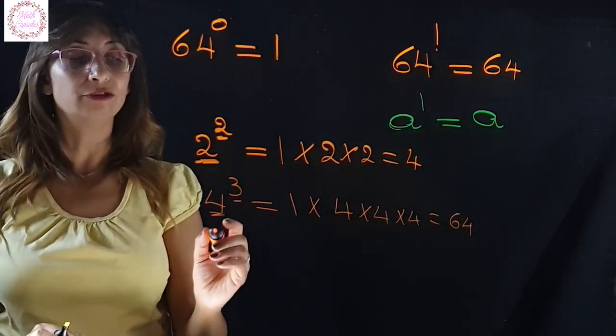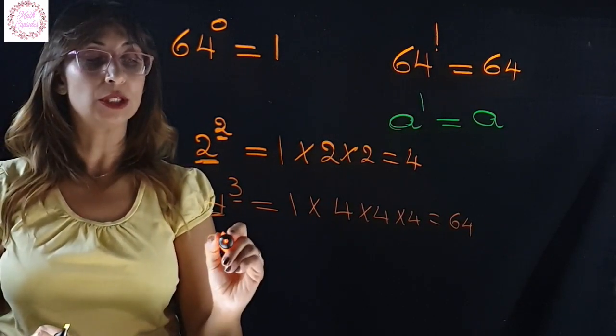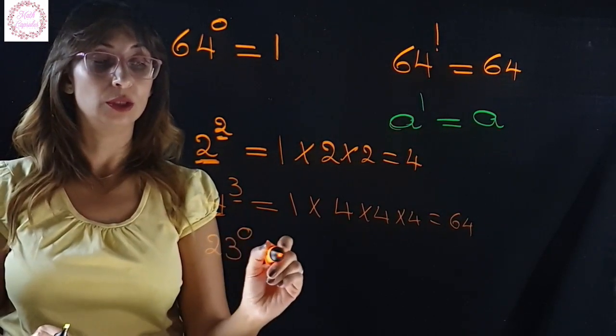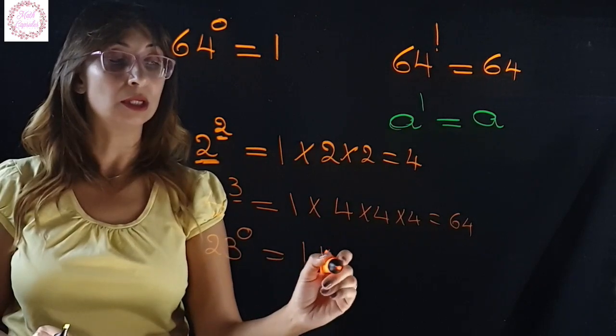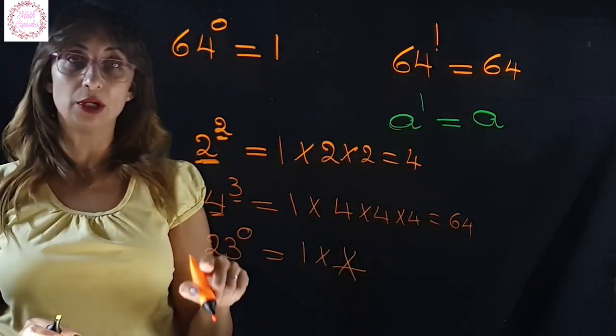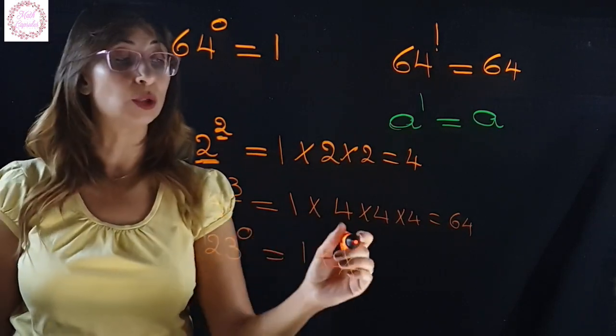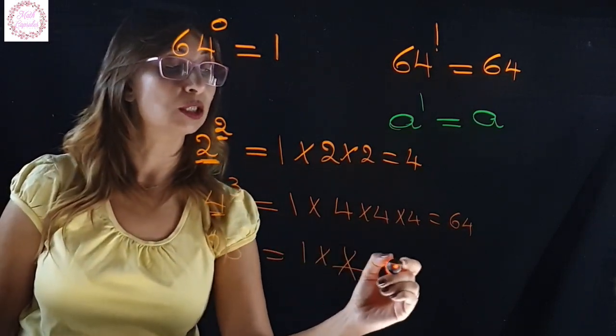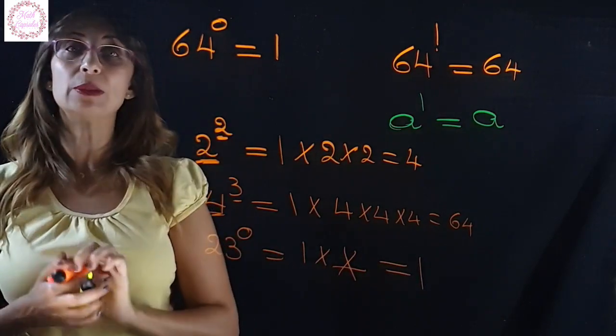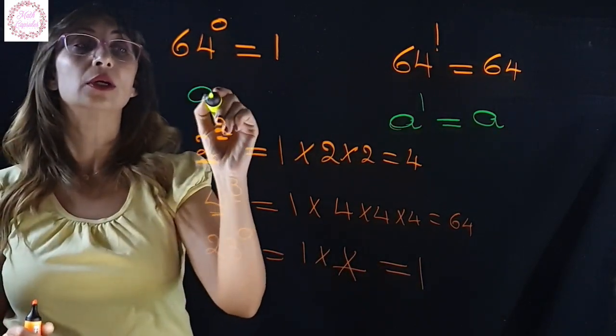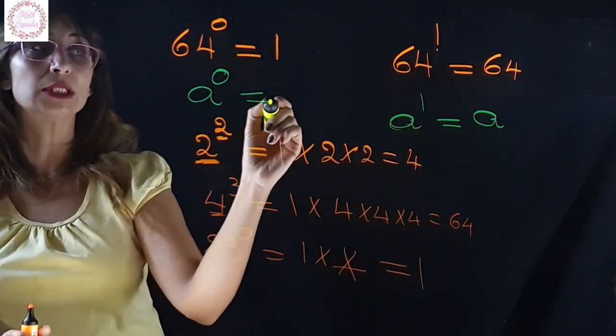But if I have 23 to the power of 0, this means 1 times nothing here, because 23 is repeated 0 times, so it's not there at all, so it's only 1. So this means that any number to the power of 0 equals 1. Here are some examples.